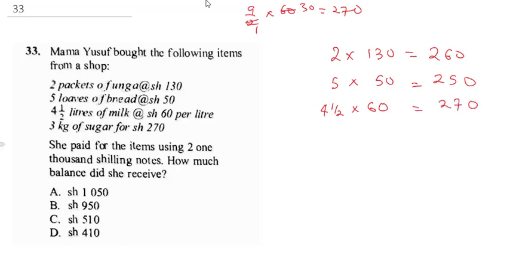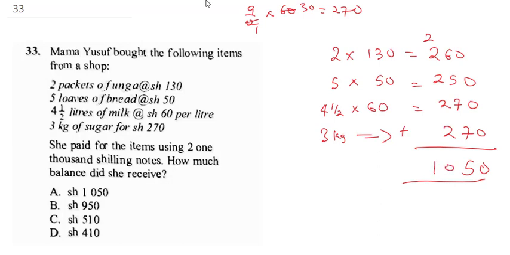Now, this one says 3 kg of sugar for 270 shillings. Now, you know sugar is measured in bags. So the 3 kg is a sack. So the 3 kg of sugar is going to give 270. Now, all you need to do is sum this up. 6 plus 5 is 11. 11 plus 7 is 18. 18 plus 7 is 25. 5 carry 2. So 2, 4, 6, 8, 10. So the total money she spent is this.